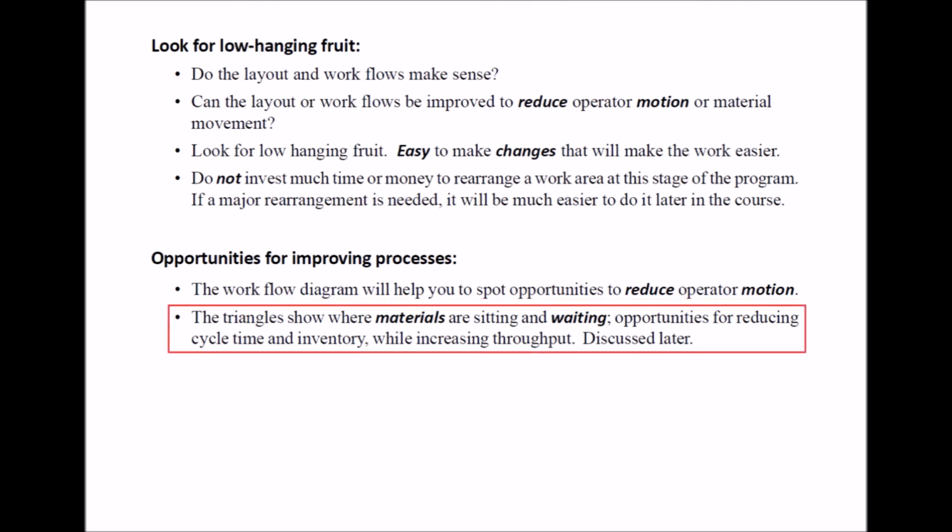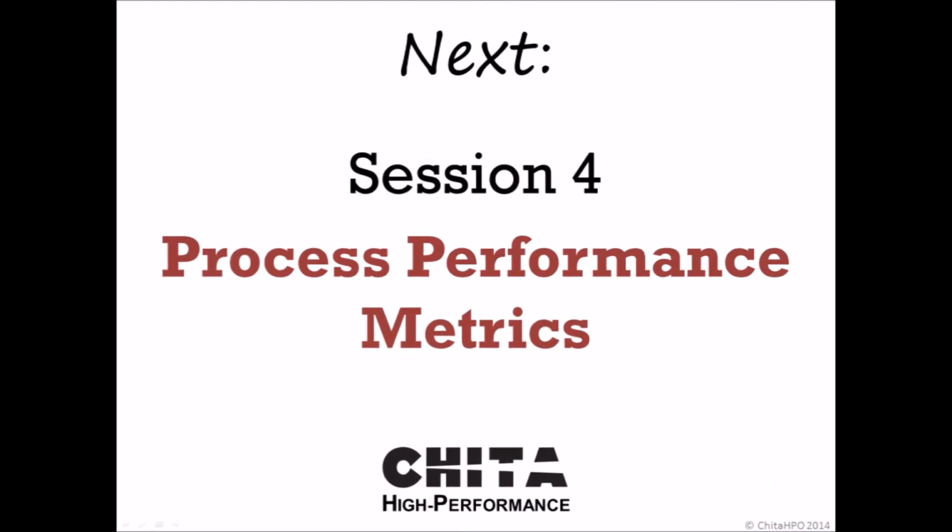The triangles show you where materials are sitting and waiting. These are opportunities for reducing cycle time and inventory, while increasing throughput. We will discuss this more later on. In our next session, we will look at measuring process performance.